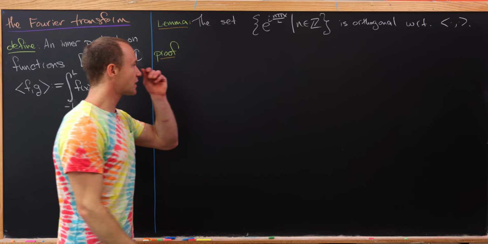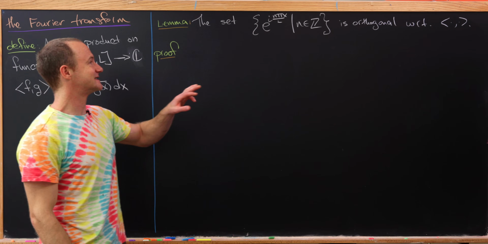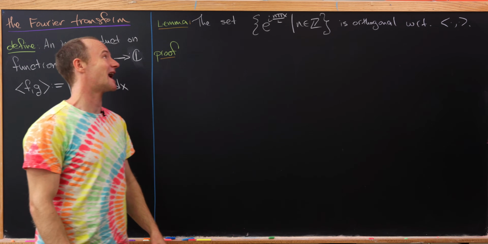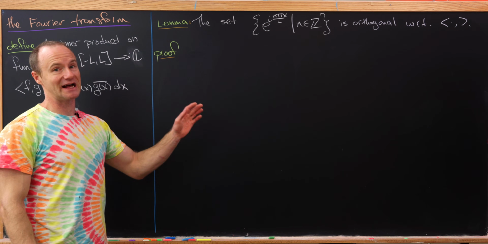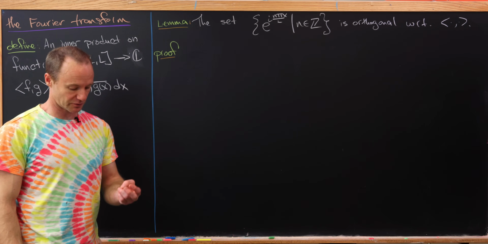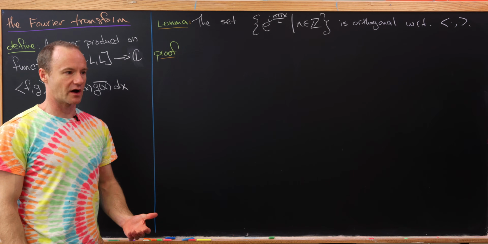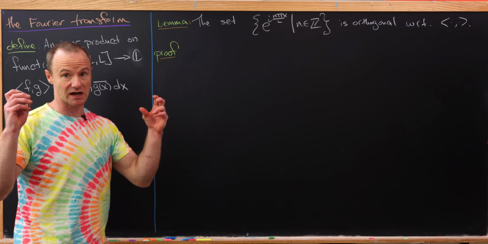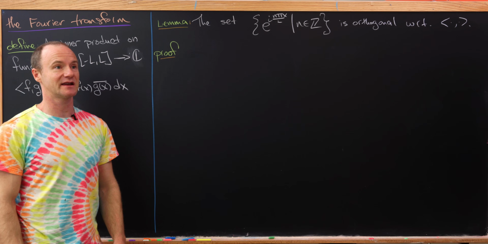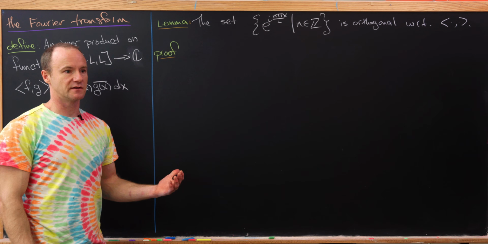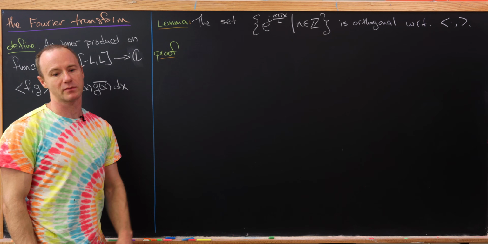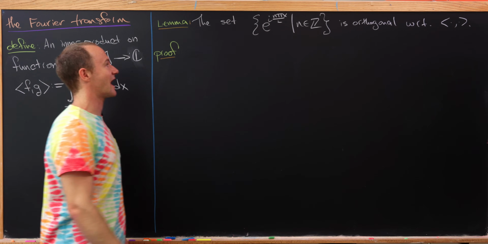We're going to start with the following lemma: the set of functions, really complex exponentials, e to the i n pi x over L, as n runs through all integers, is orthogonal with respect to this inner product. What do I mean by orthogonal? That means if I take the dot product, in other words the inner product, of two functions from this set, then I'll get 0. In other words, they'll be perpendicular unless they're equal, in which case I'll get some number.